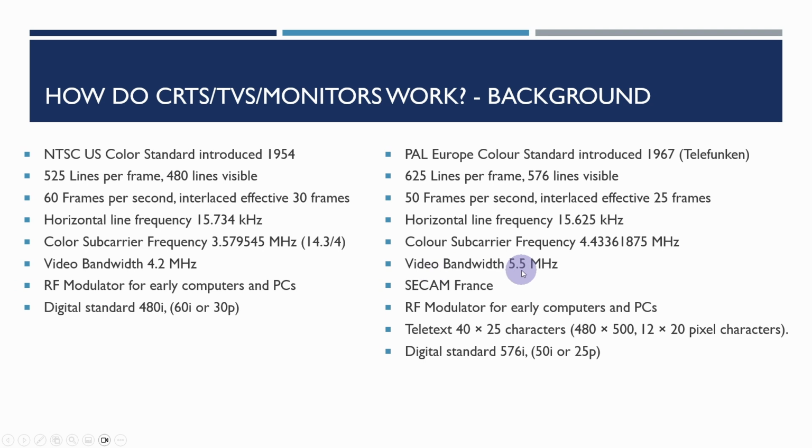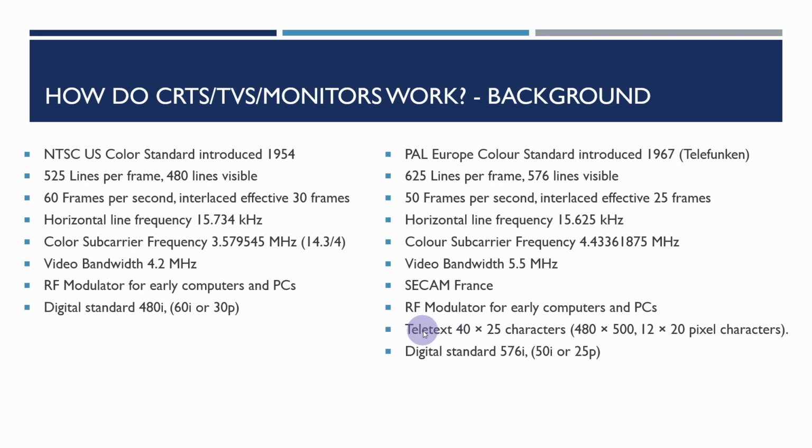Video bandwidth was a little bit higher, so there was a little bit more scope for driving these monitors through an RF modulator. Teletext was an information service built into TVs from the mid-70s onwards. This actually allowed up to 40 characters across the screen, 25 lines down. In fact, this was running at a horizontal resolution of 480 dots and 500 lines, so it was using a 12 by 20 pixel.